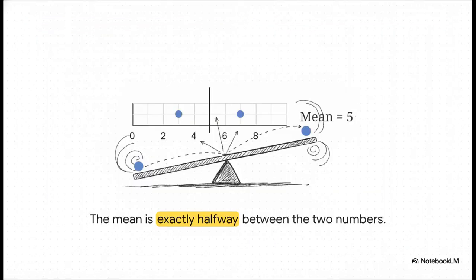Let's start with a really simple setup. We've got two data points, 3 and 7. Now, the old way of calculating tells us, okay, 3 plus 7 is 10, divided by 2 equals 5. But visually, and this brilliantly illustrates our point, notice that the mean of 5 sits exactly halfway between the two numbers on the number line. It's the literal physical center of those two dots. It is a perfect point of symmetry.